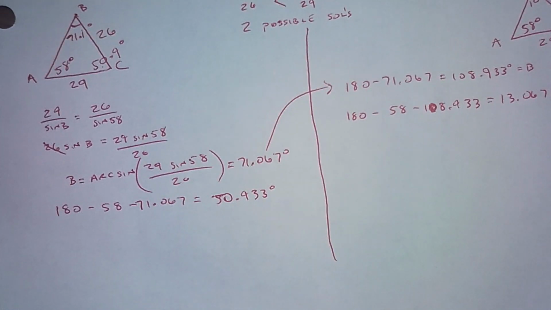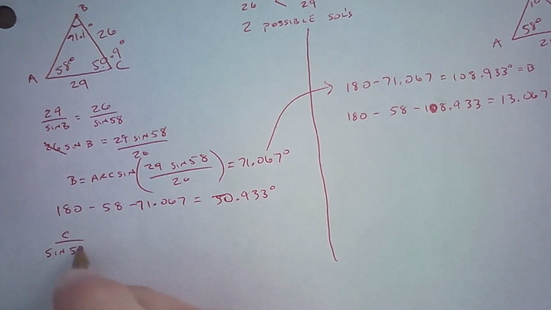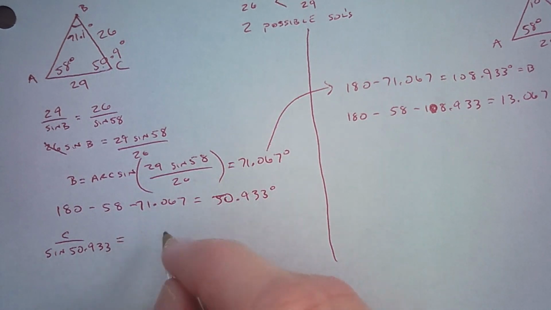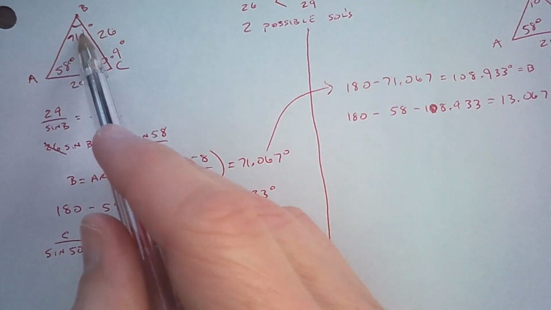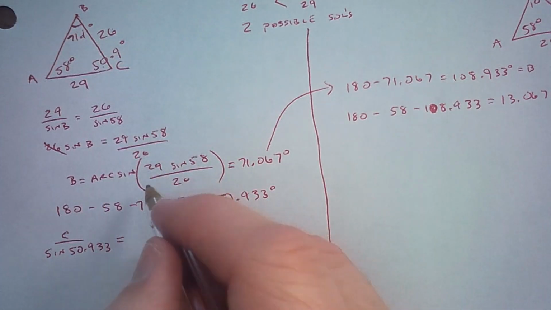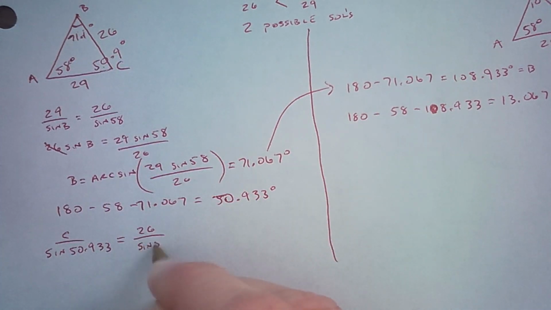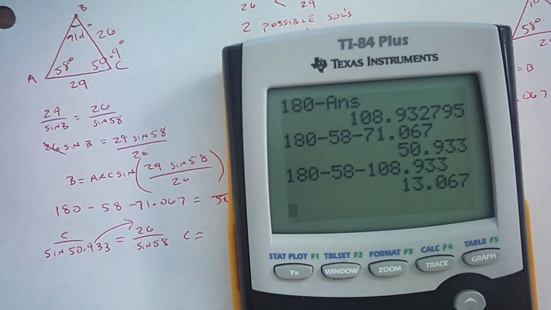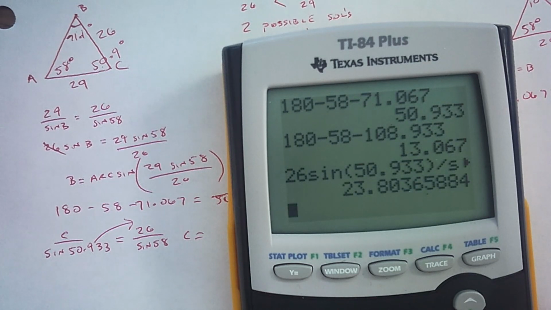And then last we will find the missing side length, side C. So C is to sine 50.933. Okay, so I'm using extra decimal places here so I can be more accurate. And then I'll use 26 and 58 rather than using this pair here that has a rounded number. So 26 over sine 58. So I multiply this across. So that's 26 times sine 50.933 divided by sine 58. And we get 23.8.